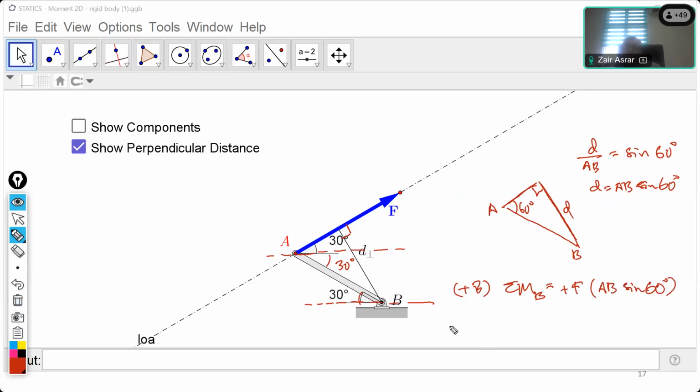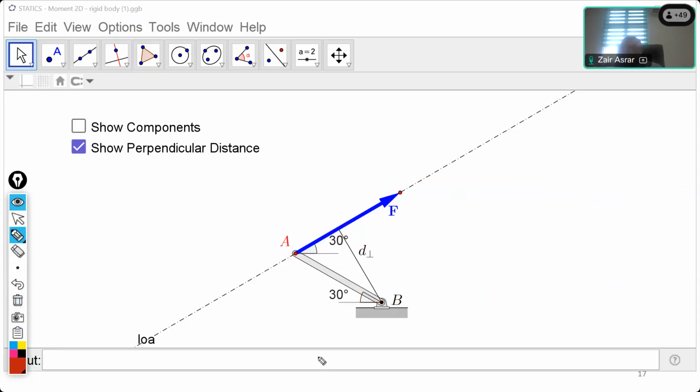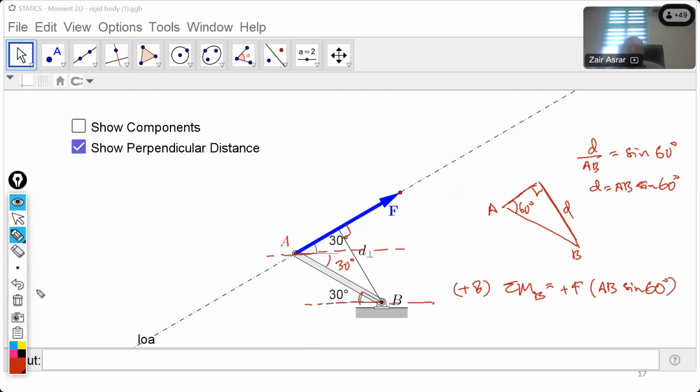So this moment at B, if we want to resolve this force along x and y, how do we do that? Oh, my bad. Okay.